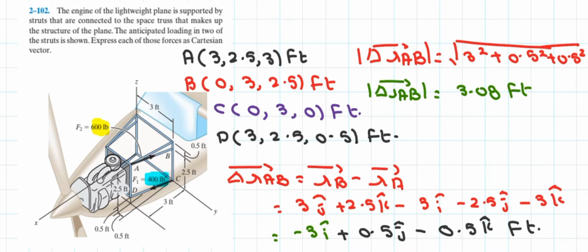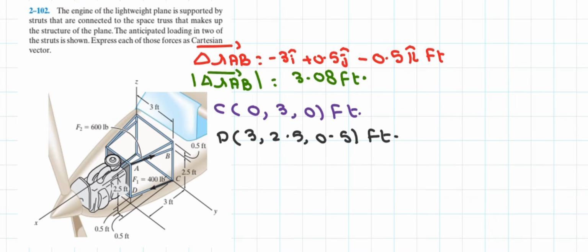Now, what about the F1 force? Now, let's talk about the position vector of F1. If you see the diagram, the head of this F1 force is directed towards the point D. It means that point D is the final point and point C is the initial point. So the position vector of these 2 points is written as delta RCD, which is equal to RD minus RC.